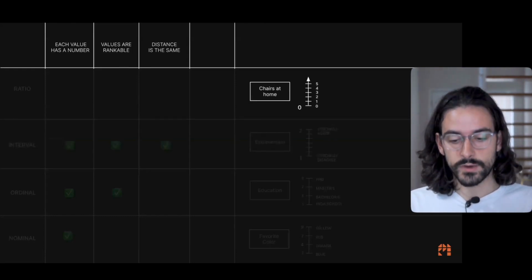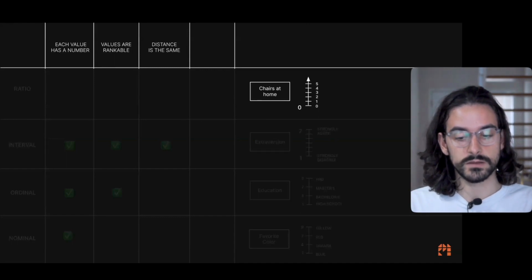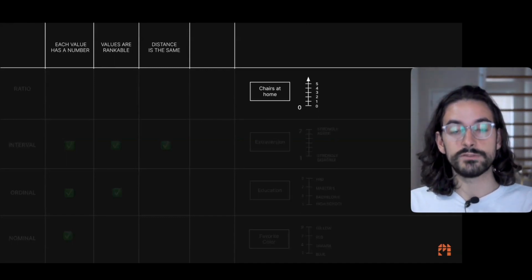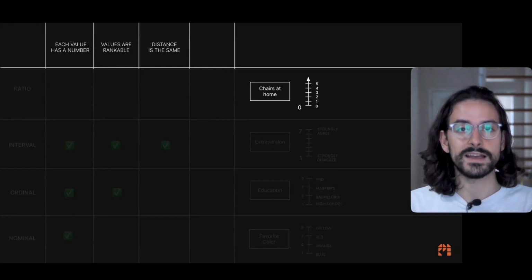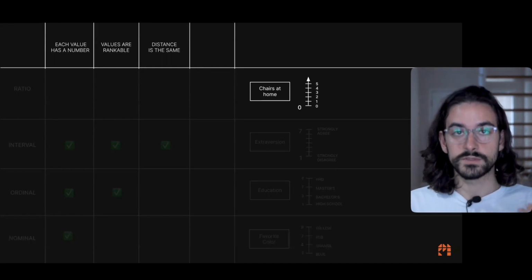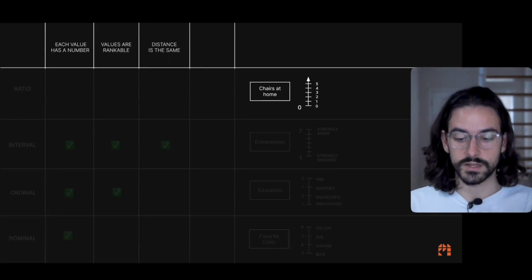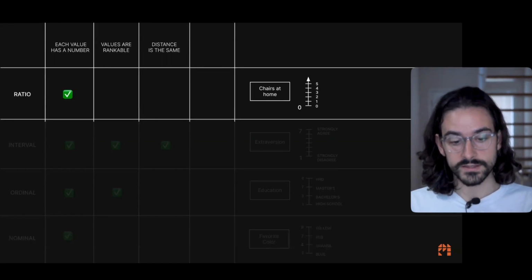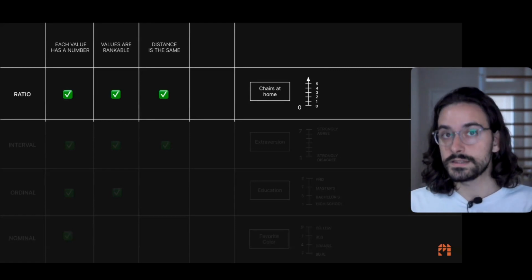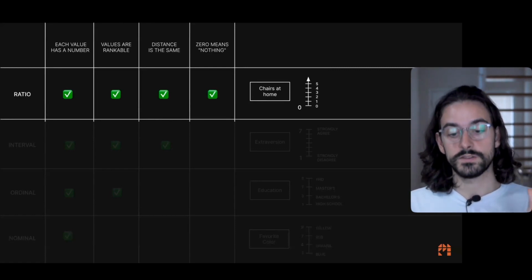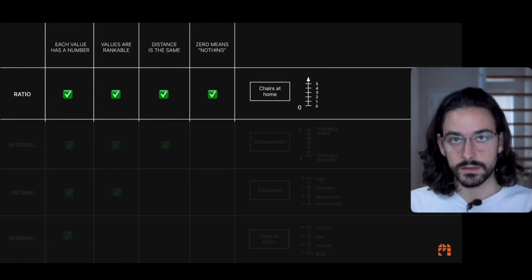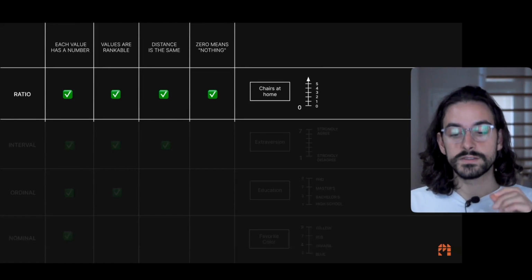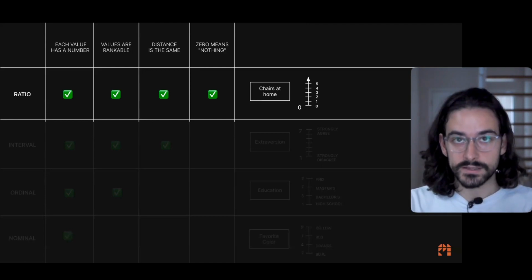Finally, we have ratio. Ratio is this level of measurement in which you have a meaningful 0. So let's talk about this. If I ask you, how many chairs do you have at home? You could have a couple of answers to that question. You could have 0 chairs, 1 chair, 2 chairs, 3, 4, 5, whatever. In this case, it's ratio because each value has a number. The values are rankable. The distance is the same. But also here, we have this extra thing that the 0 means something. What do I mean by that? When you have 0 chairs, that means the absence of chairs, right?